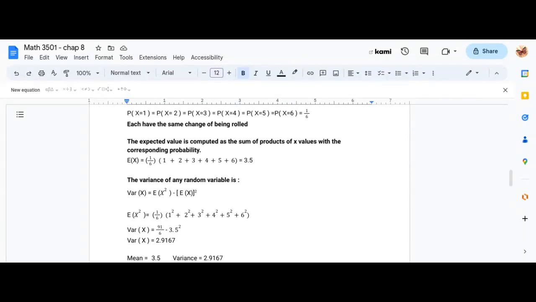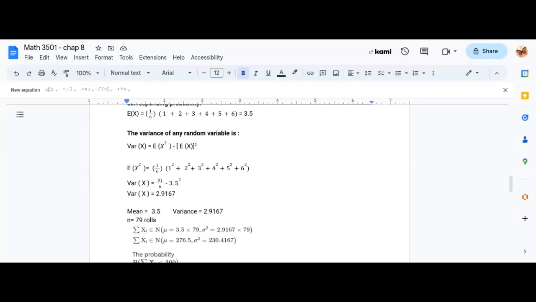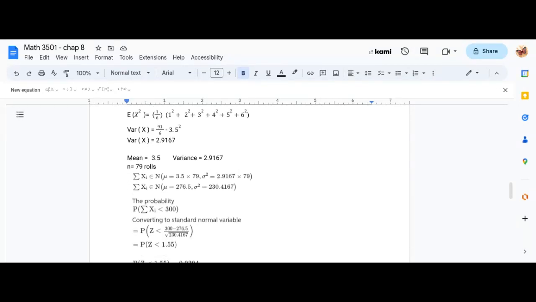The expected value is computed as the sum of products of x values with the corresponding probability. So we get 1 over 6 times 1 plus 2 plus 3 plus 4 plus 5 plus 6, and that equals 3.5. The variance of any random variable is the expected value of X squared minus the square of the expected value of X. So I put that into the formula, and it's 1 over 6 times 1 squared plus 2 squared plus 3 squared plus 4 squared plus 5 squared plus 6 squared, which gives 91 over 6 minus 3.5 squared. You get the variance of 2.9167, and the mean is 3.5.